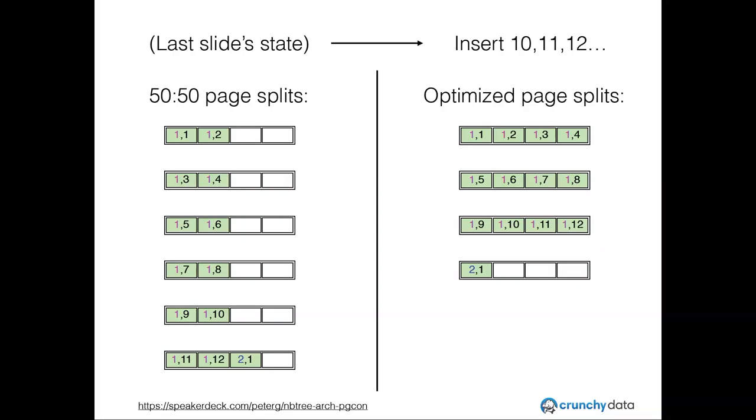10, 11, 12, we fill up this free space. We get zero page splits here. We get another two here. I think you can see where this ends. Keep going, and you will waste 50% of the space with the old algorithm, which you'll waste no space with the new algorithm. Yes?